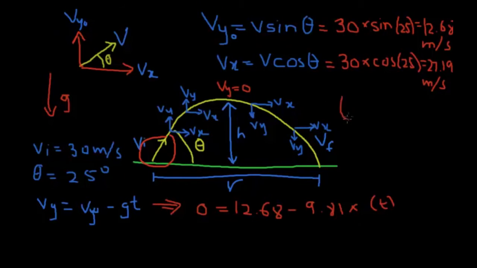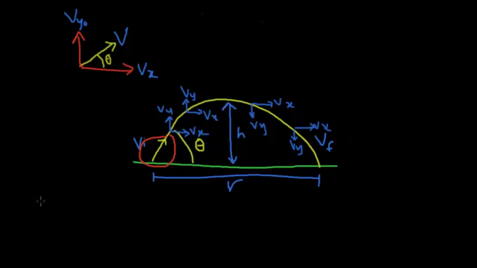Now the time turns out to be 1.3 seconds. So what does this seconds actually mean? It means the time the ball took to travel half the distance to where the maximum height is, where the vertical velocity component is 0. So if we want the time for the total journey that the ball undertook, we will have to double this time over here. So the total time is equal to 2.6 seconds.